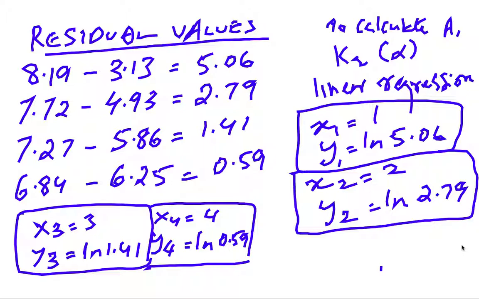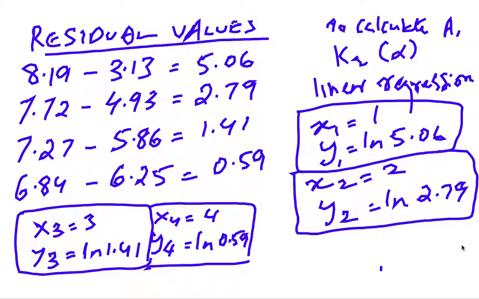So you have to do that in your calculator in the statistics mode. Got to remember to clear data, then enter the data. x1 is 1, y1 is the natural log of 5.06, x2 is 2, y2 is the natural log of 2.79, x3 is 3, y3 is the natural log of 1.41, and x4 is 4, y4 is the natural log of 0.59, and you click stat var and you'll get the values that you're looking for.